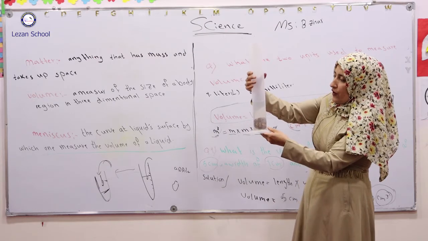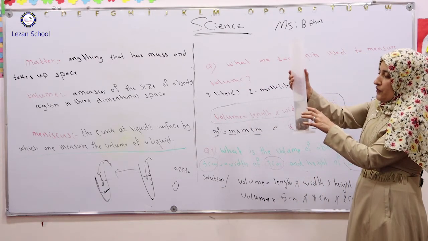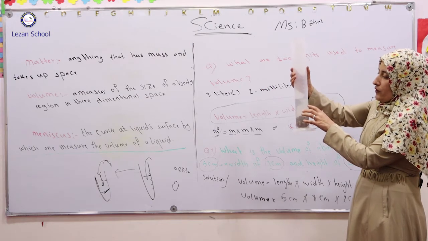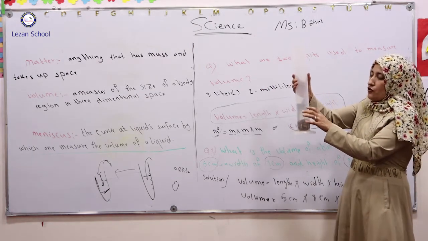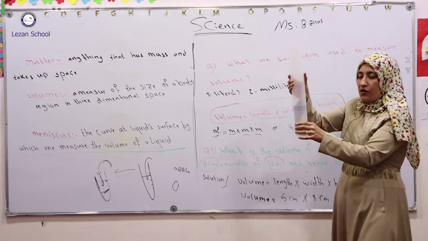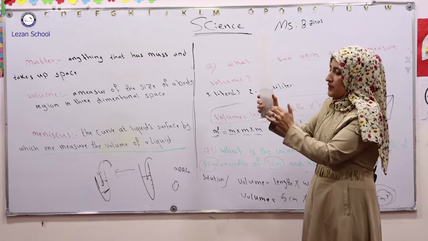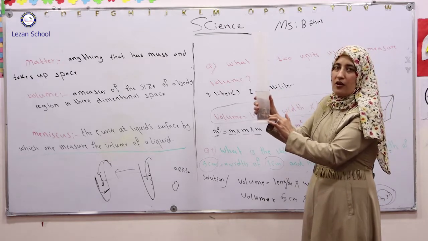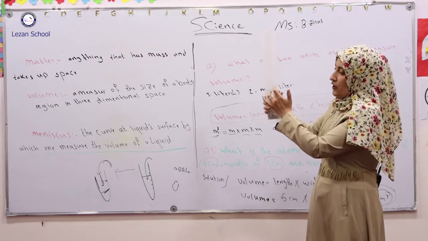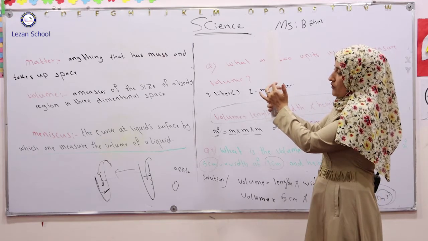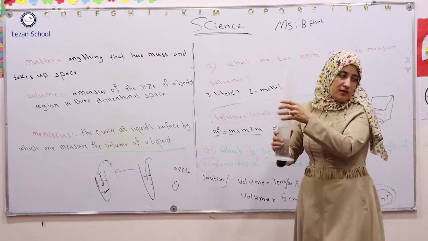When we put it into the water, the water will rise to 304. So we can find the volume by measuring the water that is displaced by the irregular shaped object. The water will rise. So the rising of the water is the volume of the irregular shaped object.